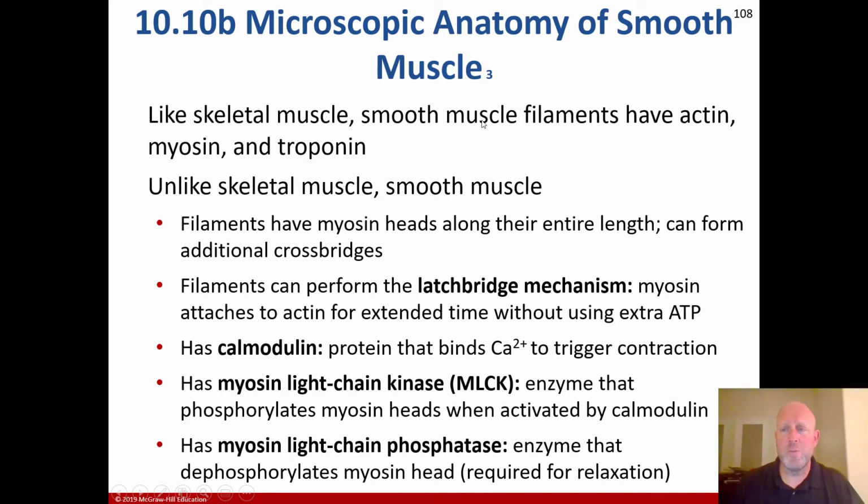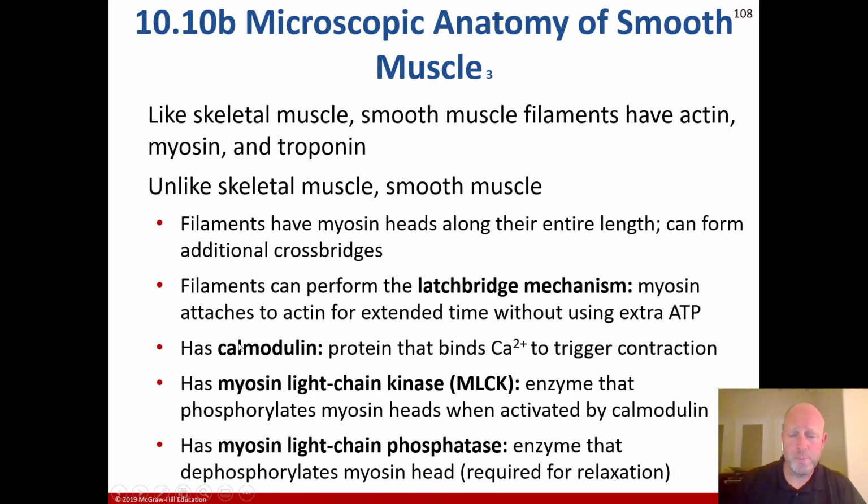Now, like skeletal muscle, smooth muscle filaments have actin, myosin, and troponin. Unlike skeletal muscle, smooth muscle filaments have myosin heads along their entire length and can form additional cross bridges. Filaments can perform the latch bridge mechanism, where the myosin attaches to the actin for extended time without using extra ATP, which makes sense. We're talking about muscles. Smooth muscle has to be active a lot more on a continuous basis, more so than most skeletal muscle would.